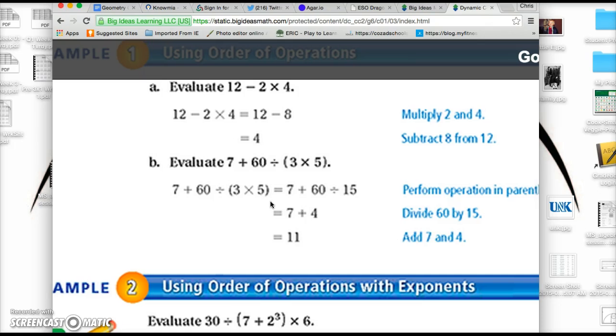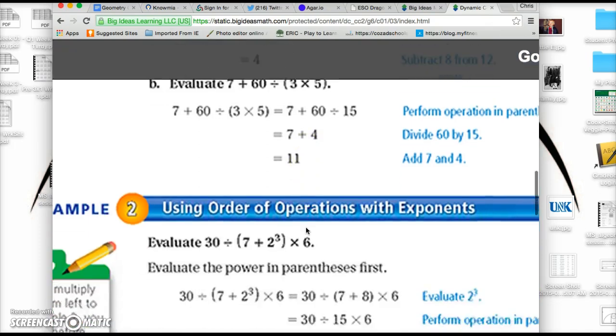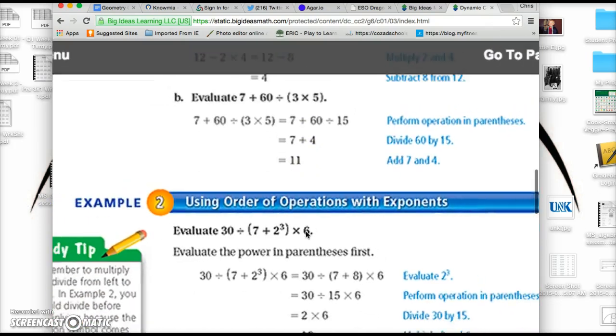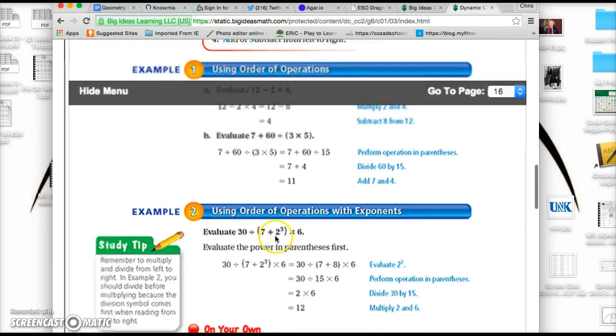Example B is a little bit different. In example B, we have a set of parentheses, so we take care of those first. Now again, notice that the divide symbol is outside those parentheses, but we can't take care of that first. We have to multiply this time, and it's because of those parentheses. So we have 7 plus 60 divided by the quantity 3 times 5. You'll notice in this first step right here, they have changed 3 times 5 to 15. Then we have to go ahead and divide. 60 divided by 15 is 4. 7 plus 4 is 11. So again, you can see the order of operations there.